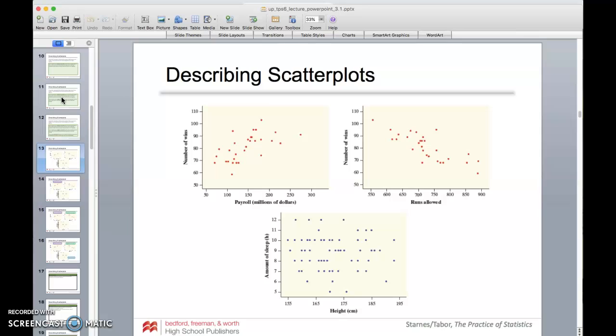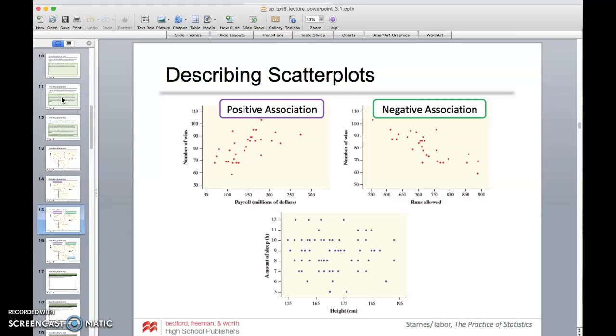Here are some examples looking at graphs. The first one has a positive trend, and we'll talk about the strength of it, which is so-so. The second one has a negative association. You see that as one variable goes up, the other goes down. And this one would be kind of random, with really no association whatsoever. There'd be no way to predict what would happen. So that's what we're looking for.